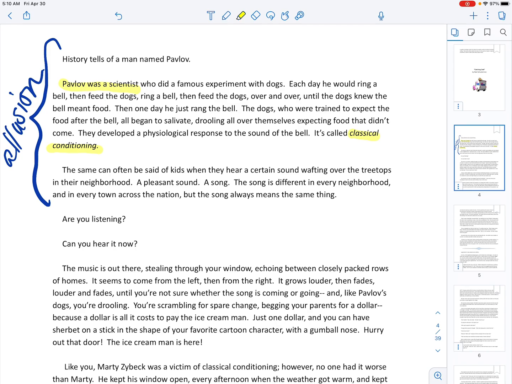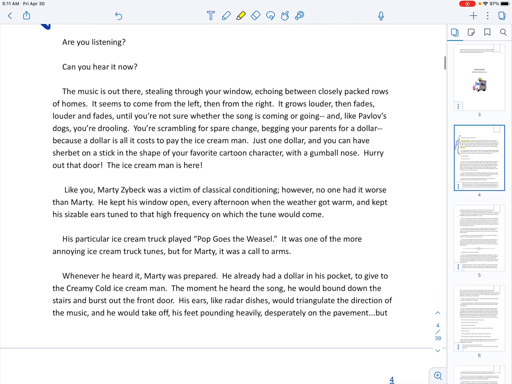And you'll see that each section of the story will actually begin with an illusion. And that illusion is there to help us better understand what's going on in the story, right? So in this case, Pavlov's dogs is designed to help us understand how kids react to the ice cream man.